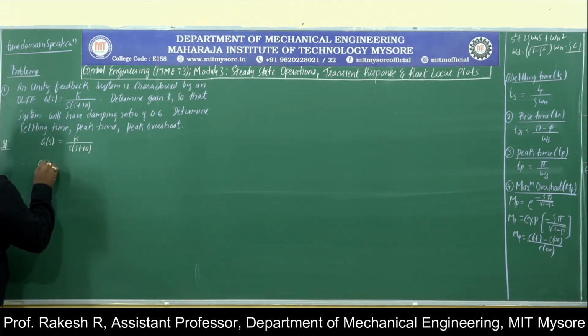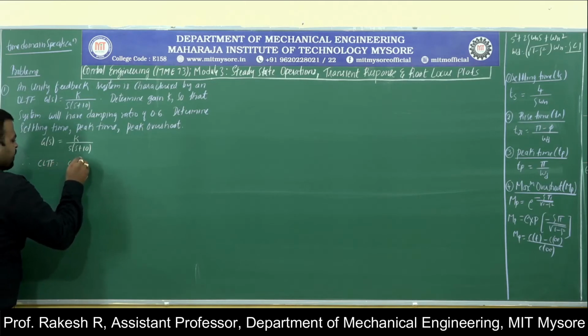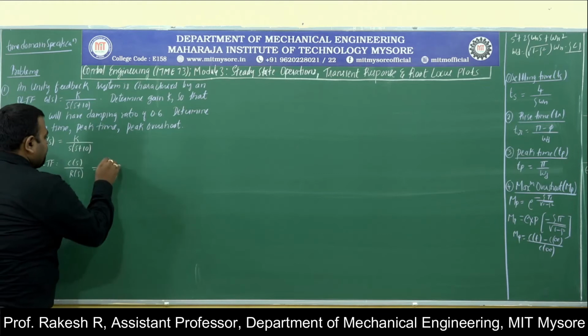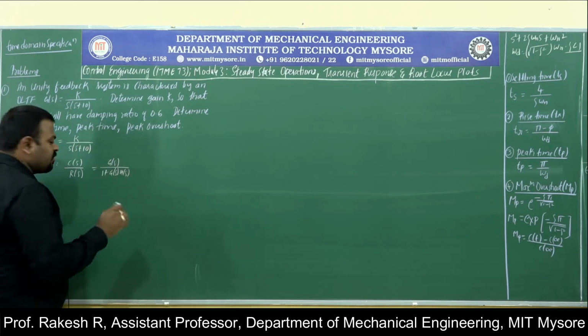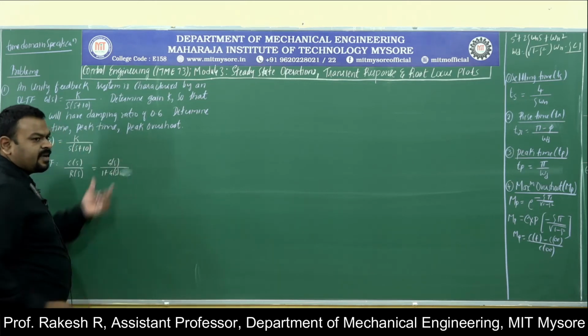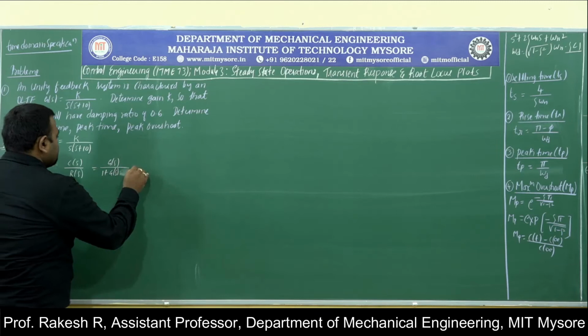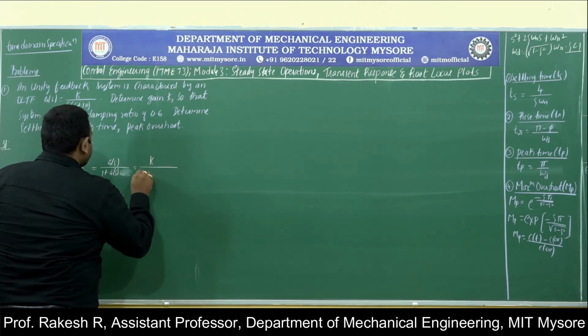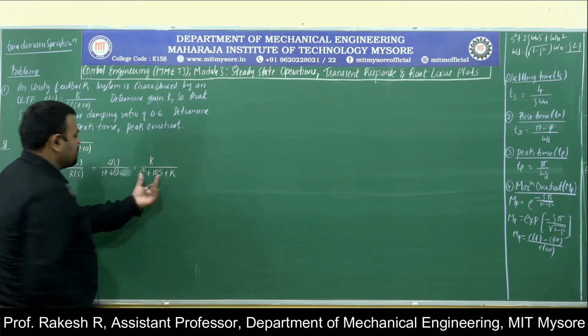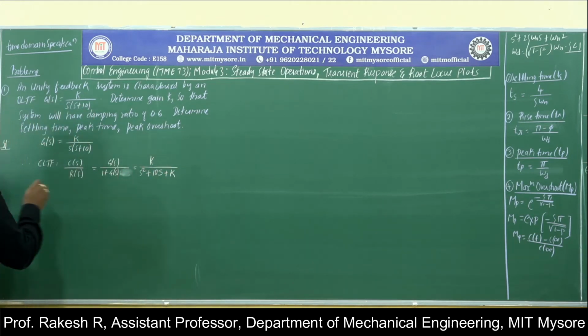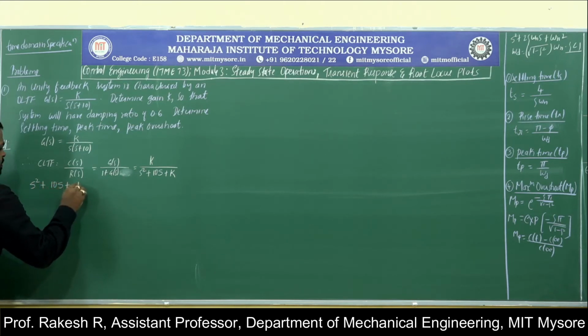Therefore, closed loop transfer function C of s divided by R of s will be G of s divided by 1 plus G of s into H of s. Here H of s is equal to 1, since it is a unity feedback, I will not write this. So K divided by s square plus 10s plus K. So this is the equation I have got. So s square plus 10s plus K.